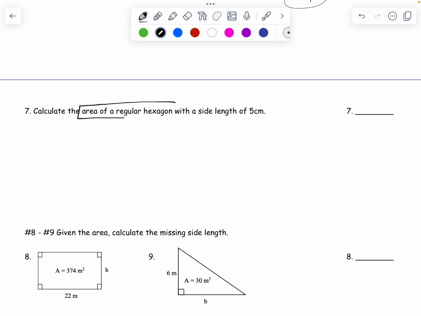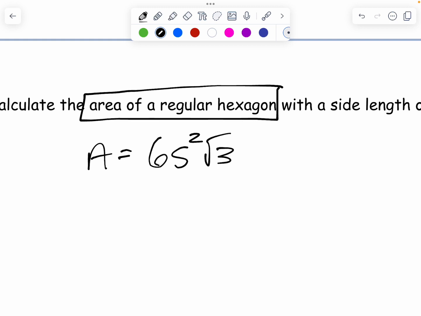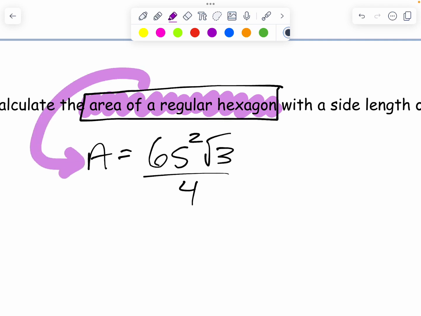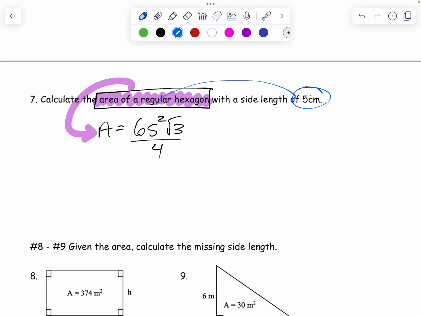This should be on your note card. It's probably the last formula that you have on your note card, and the formula should look like this. 6s squared radical 3 over 4. And that is when you see literally these words, regular hexagon, this is the formula for it. And yeah, it's kind of weird, but it gives us the side length of 5, and that's the only number that you need for the formula, and it goes right here. So I'm going to put 6 times 5, don't forget the square, radical 3 over 4.